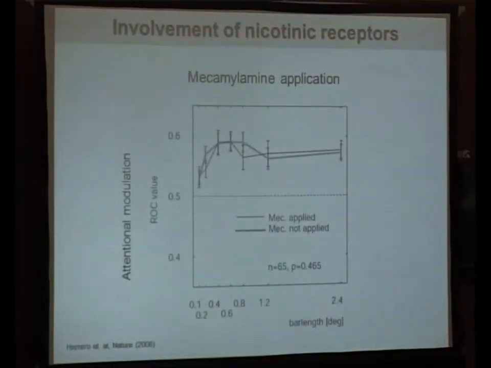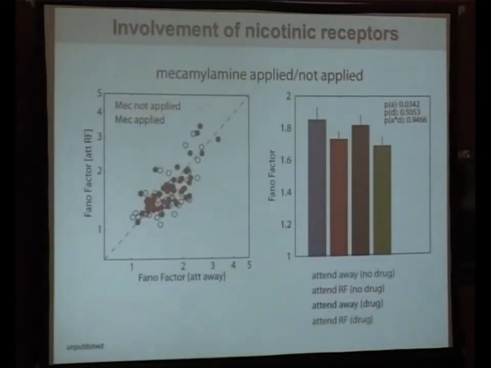So we then also looked at what mecamylamine does in terms of rate modulation and in terms of ROC values, and we found that mecamylamine application, which blocks nicotinic receptors, significantly reduced firing rates. So it's not that the drug has no effect. That's an important thing to mention, but the attentional modulation was completely untouched, irrespective of whether we look at the modulation index or the ROC, which is plotted here. And it also had no influence on our Fano factors. So there are real distinctions in terms of what muscarinic blockade does in terms of overall Fano factors.